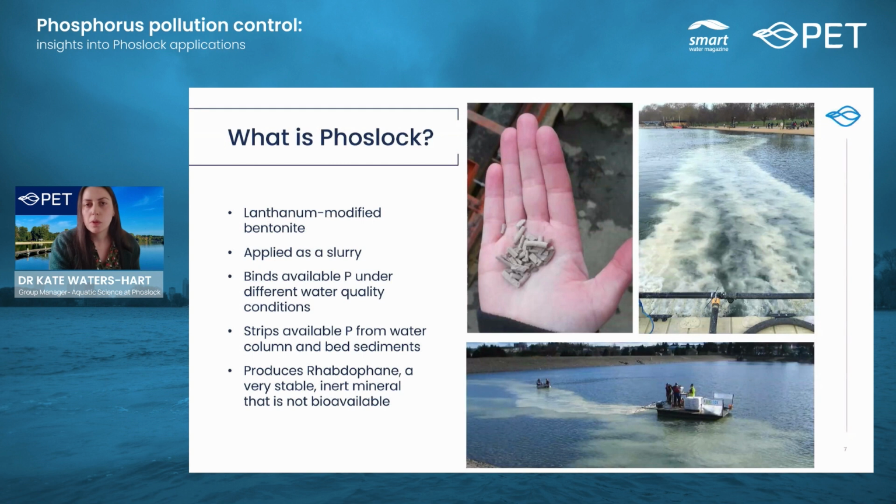When we apply it to waters, we mix it with the lake water and apply it as a slurry. The slurry will then travel down through the water column and bind available phosphorus through the water column, and it will continue to bind any phosphorus that is released from the sediments. Through this binding of lanthanum with phosphate, it produces a very stable, inert, insoluble mineral called rhabdophane, and the phosphate bound to this is not re-released under natural lake conditions.